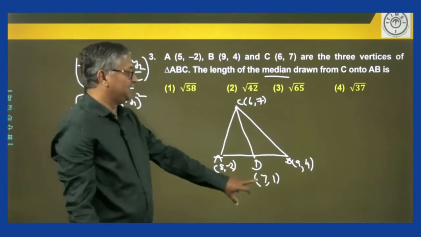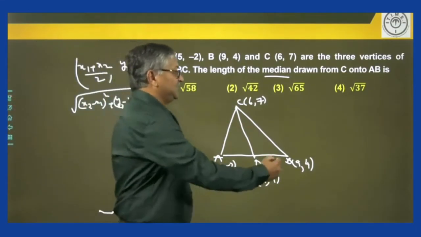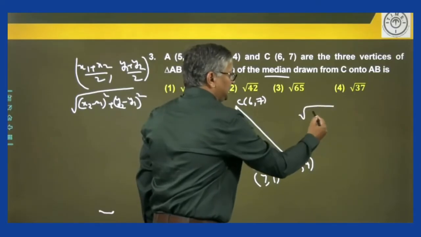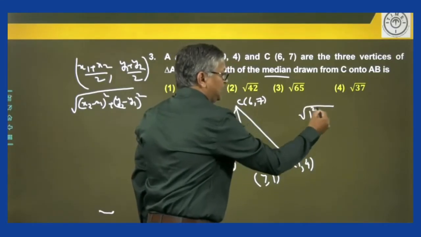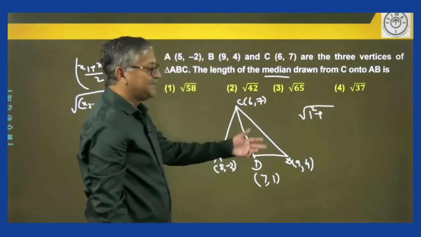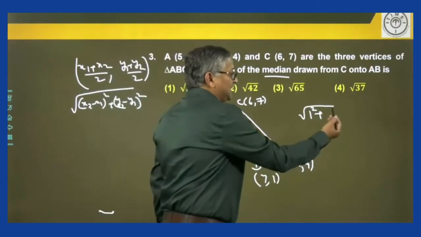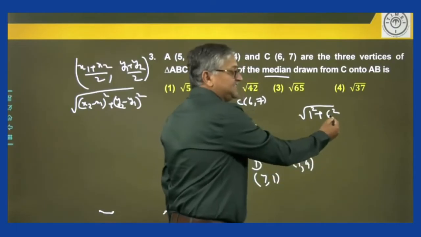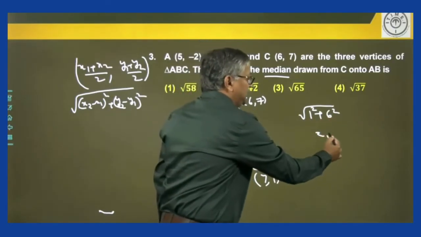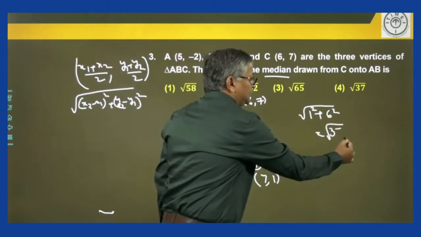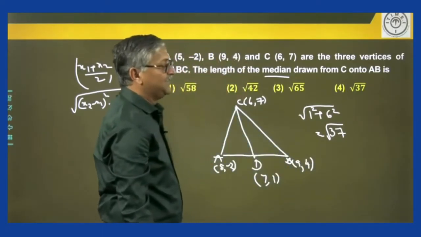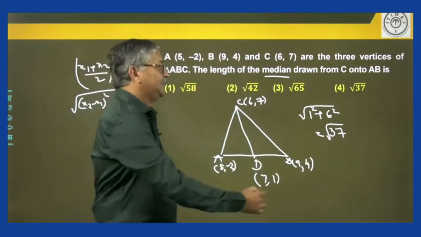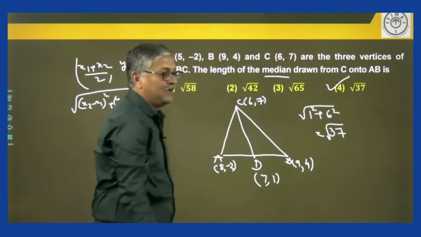So, here apply 7 minus 6 whole square. 7 minus 6 whole square is 1 square, plus 1 minus 7, that is minus 6 whole square. Minus 6 whole square is also the same as 6 square. So, this is 36 plus 1, that is 37. So, what is the length of the median? Root 37, that is clearly the fourth option.